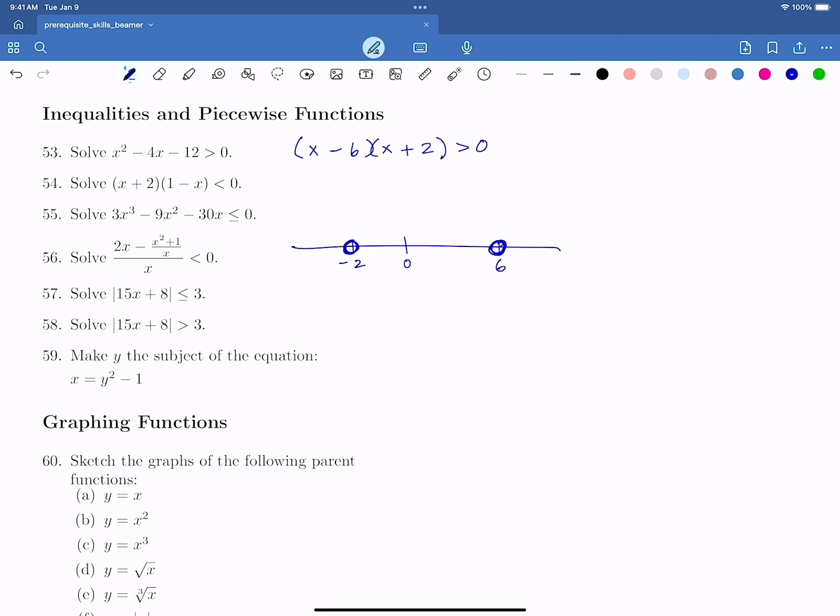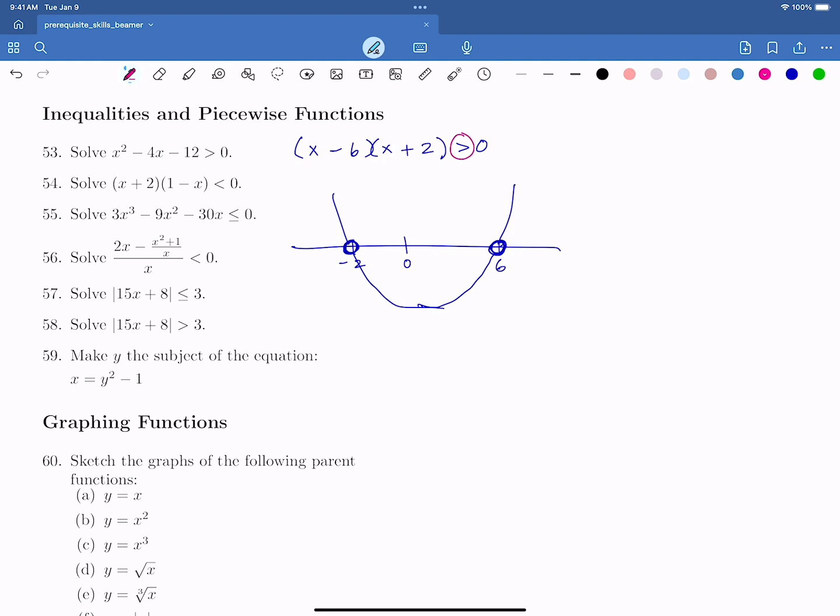Now, this expression right here is quadratic. And if I were to graph this quadratic, it would look like a parabola opening up. And I know it opens up because the leading coefficient is a positive number. It's positive 1, right here. So if I just roughly sketch a parabola opening up, I can see from this sketch where this is going to be greater than 0. Where is it going to be greater than 0?